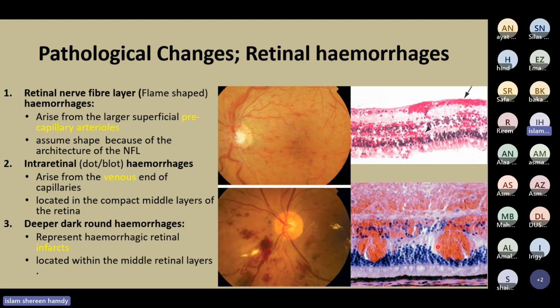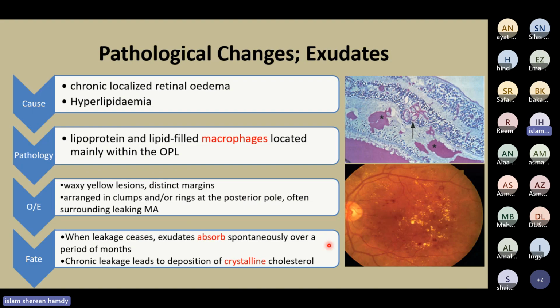And finally, we may have the large dark rounded hemorrhage, which is common to find in cases of ischemia. If there is ischemia, they represent hemorrhagic necrosis, or hemorrhagic infarcts, of the retina. So we have three different appearances of the retinal hemorrhages, and now we know the pathological difference between each of them. Okay. The hard exudates are nothing but lipoprotein deposition at the area of chronic leakage.